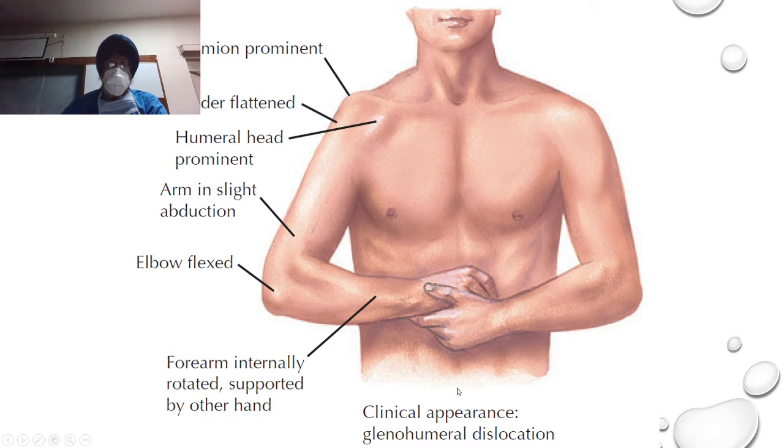So this is the picture showing the flattened shoulder with the prominent humeral head. This is the clinical appearance of the shoulder. The forearm is internally rotated, supported by the other hand. Elbow is flexed.